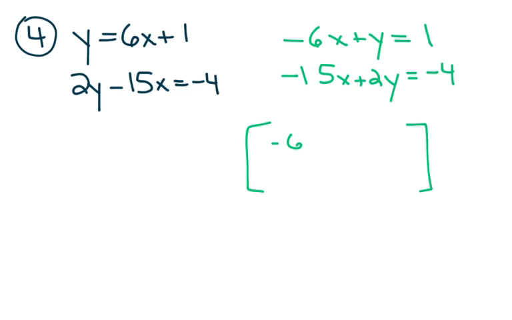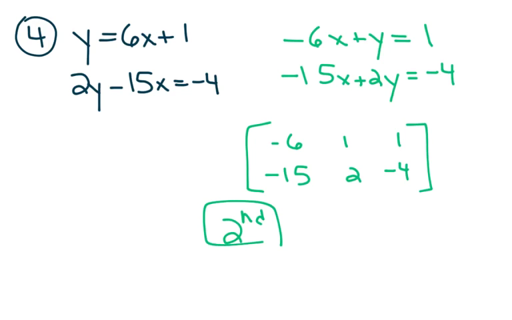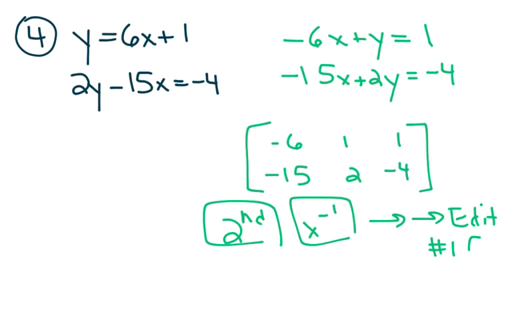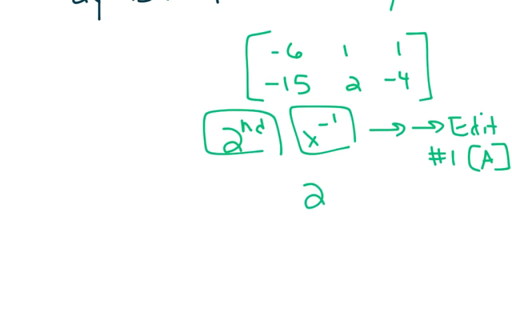The first row is going to be -6, 1, 1, and my second row is going to be -15, 2, -4. Remember, we plug that into second x to the -1st, that's the matrix function. You go over to edit, and we're going to just put this in number 1, matrix A. It's a 2 by 3 matrix, so you have to hit 2, enter, 3, enter to make sure it says 2 by 3. And if it already says 2 by 3, then just go into the matrix and start changing the numbers. Every time you type in a number, you need to hit enter to lock it in, otherwise it won't.